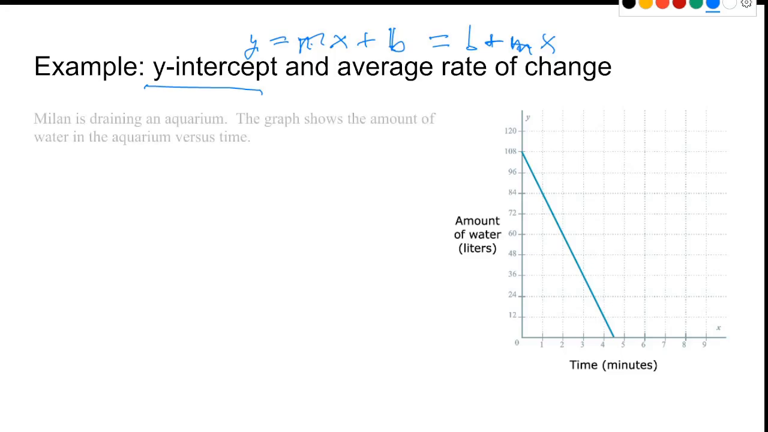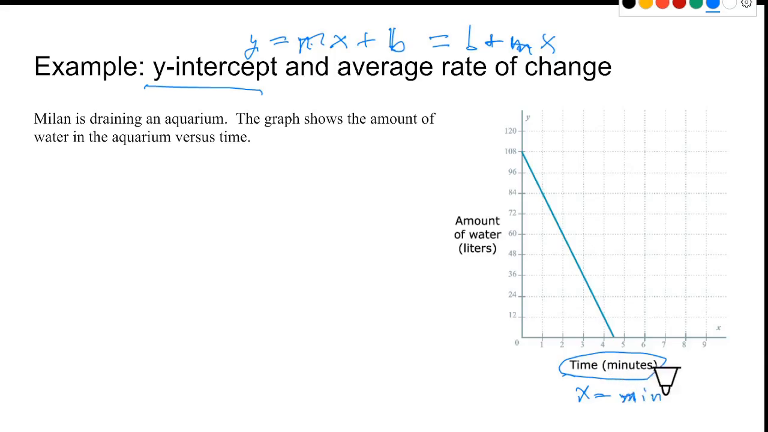So let's look at the question first. Milan is draining an aquarium. The graph shows the amount of water in the aquarium versus time. So from the graph, we can pick up what the x value is. So x is time in minutes. So the units are going to be minutes. And then the y value is going to be the amount of water. So y will be in liters.